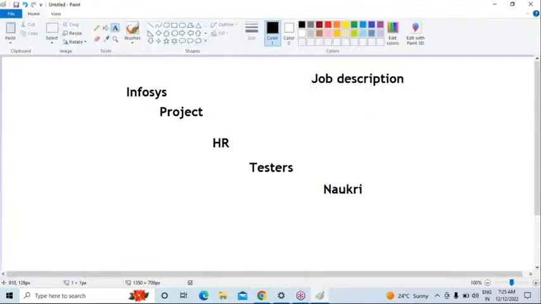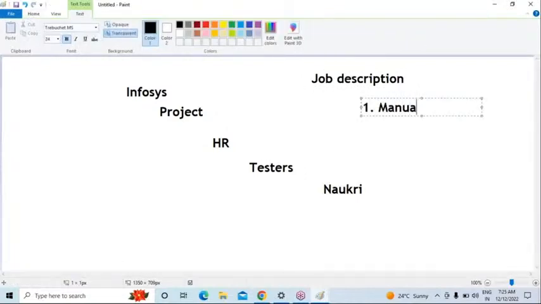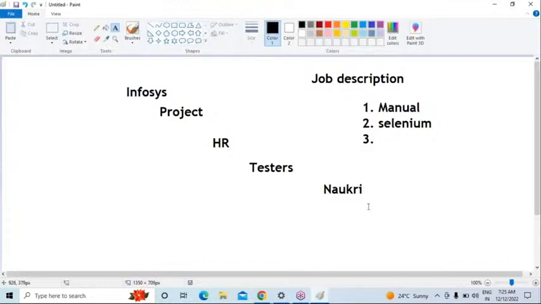So they are asking, like, we require people having skills in manual testing, like Selenium. They're including some keywords. So whenever your resume has these keywords, it will be found on Naukri. Now the HR will call you regarding that, based on the keywords.